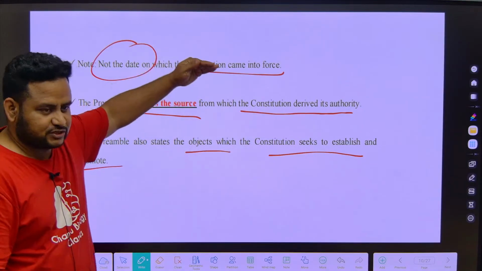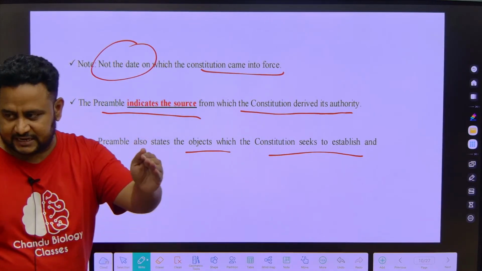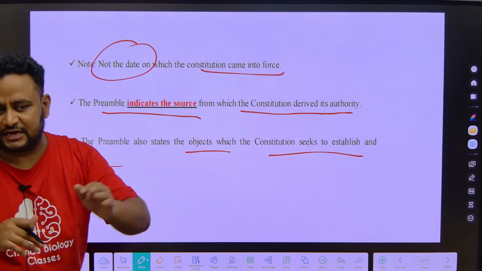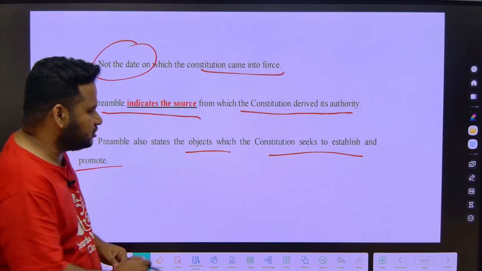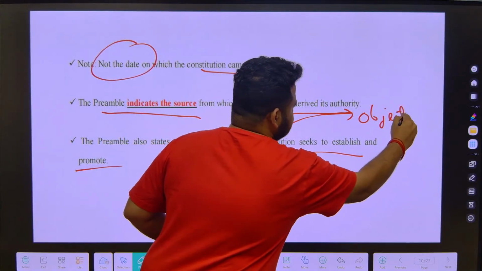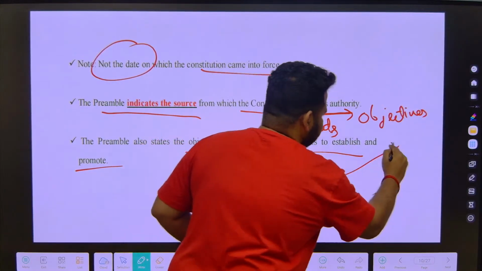So first it will set the targets. For example, if you are studying, every day you will set some target for yourself, and after that you will also make sure that you achieve that target. Similarly, the preamble also sets the objectives. It sets the objectives, and it also tries to achieve it.